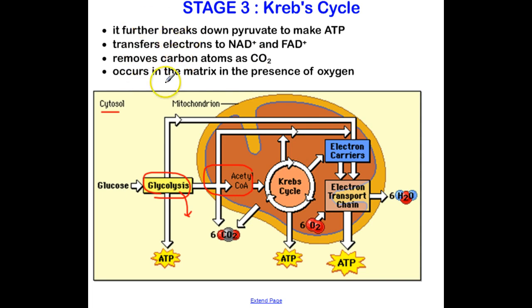Here's the overall main purpose or summary of it. It further breaks down pyruvate to make ATP. So we get a little bit more ATP coming out of the Krebs cycle. We're going to see how much in a minute. It again transfers some electrons to NAD and FAD.